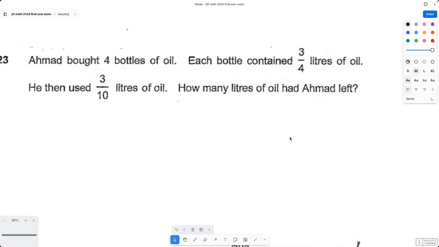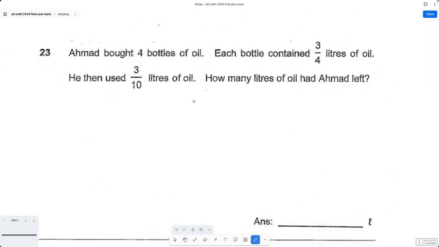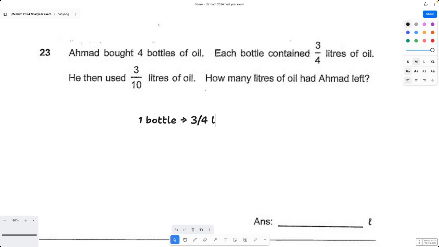Question number 23. Ahmad bought 4 bottles of oil. Each bottle contained 3/4 liters of oil. He then used 3/10 of the oil. How many liters of oil had Ahmad left? We know one bottle is equal to 3 over 4 liters, so 4 bottles is equal to 3 over 4 times 4, which is basically 12 over 4, 3 liters.